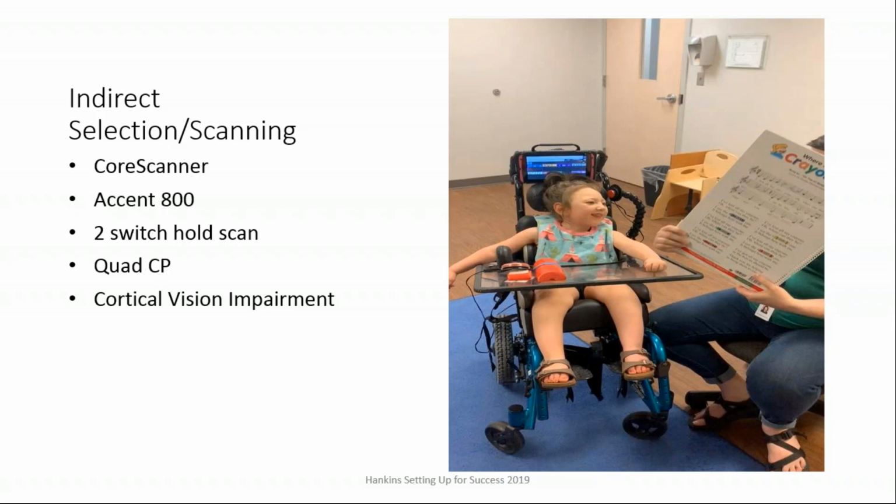And right now she's using 2-switch hold scan as her means of access. The hold kind of helps, although she likes to click along a lot, but it does speed her up just a tad. She accesses with her hand to hear her options for scanning, and she selects with her head. So we're going to watch a little bit of her. She's a smart cookie.